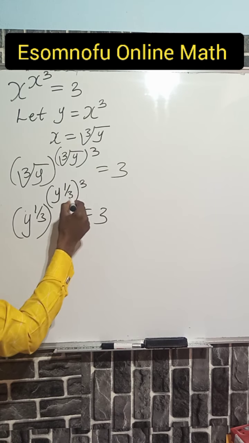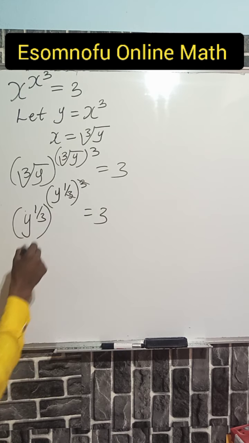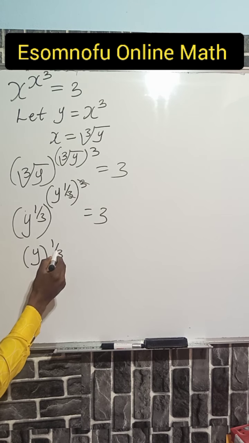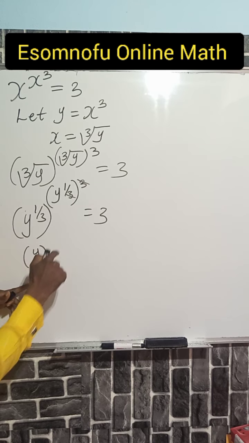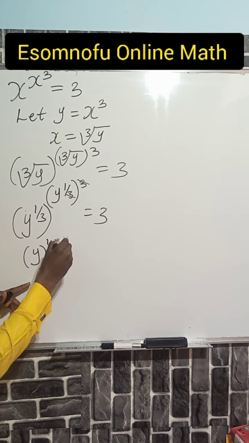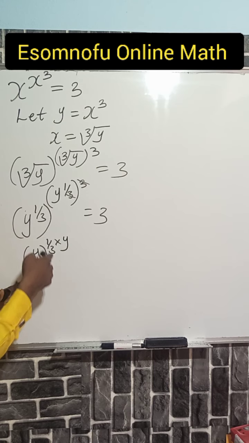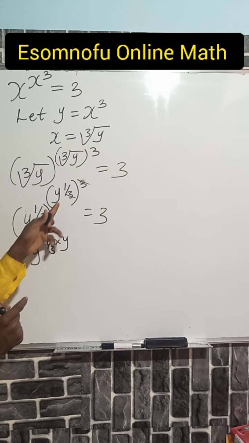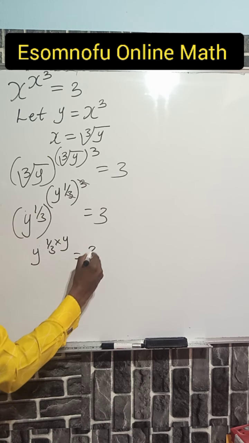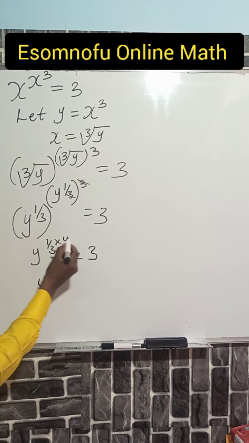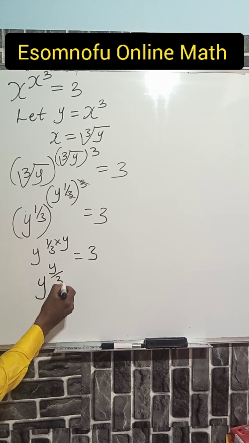Without wasting time, 1 over 3 times 3 is 1. It has gone. So we are left with y raised to the power of 1 over 3 times y, because this is y to the power of 1 over 3 that is here. If I like, I can remove this bracket to avoid confusion. So this is y raised to the power of 1 over 3. Look at it here. Then y is left here equals 3. And you can call this y raised to the power of 1 times y is y all over 3, is equal to 3.